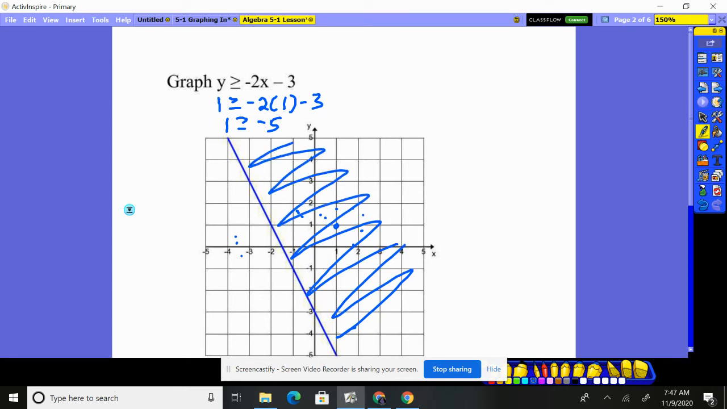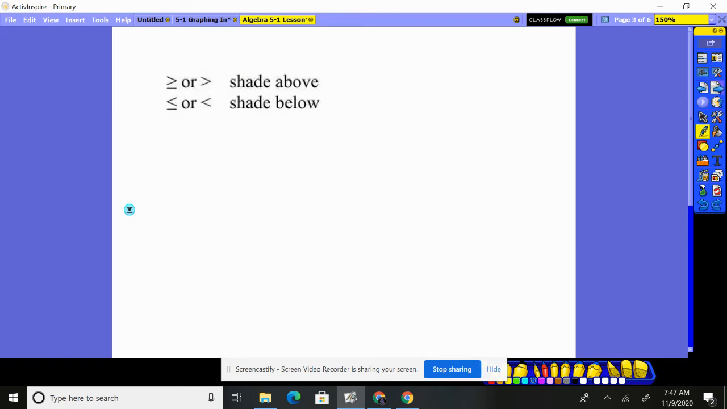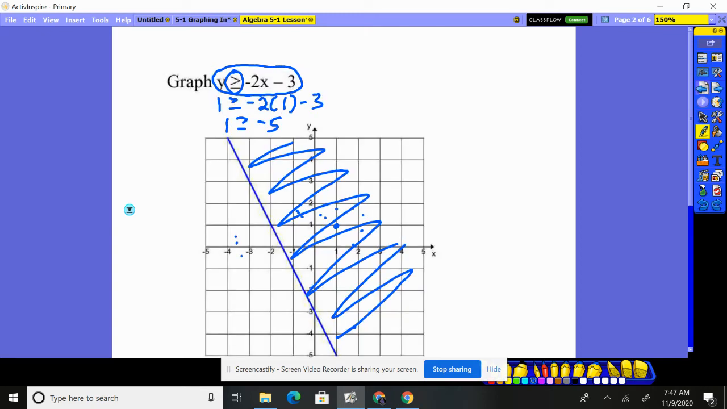Now, here's the great thing. When it's put in this form, which is the slope-intercept form, all we've got to do is look at the inequality. If it's greater than or greater than or equal, you shade above the line. If it's less than or less than or equal, you shade below it. So in this example, I knew right away it was greater than. I didn't even really need to plug a point in. I'm just like, hey, it's all these guys.